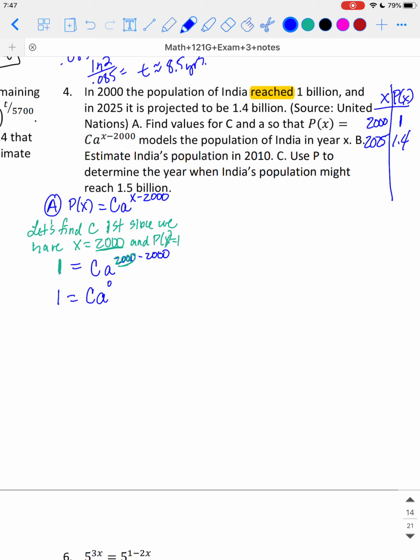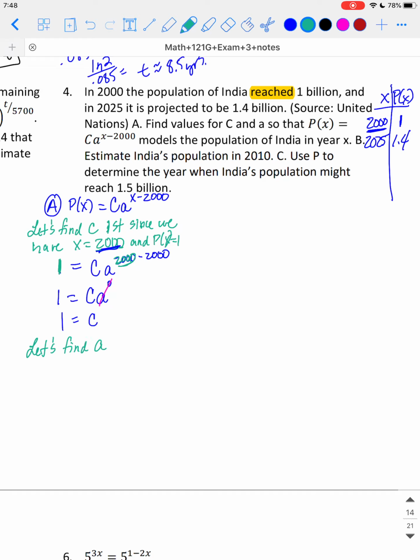And so that's beautiful because A to the 0 we know is 1. And 1 times C is just C. So C is equal to 1. If we didn't have this 2000, we wouldn't be able to find C in this manner. But it works right here. Next one. So now we're going to find A.